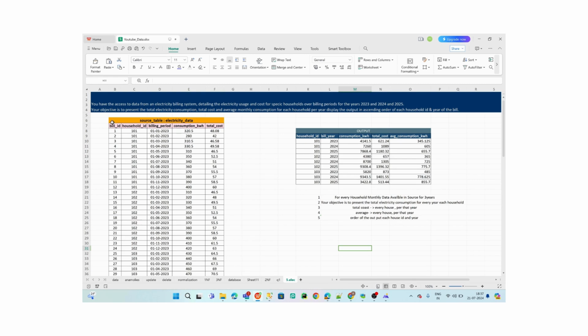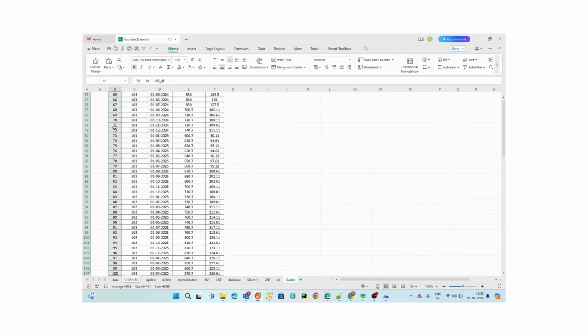So basically, we have access to the electricity database, and this is our source data. If you see here, billing ID, then household ID, which is nothing but house number, then billing period. Basically, this electricity system will generate data for each and every month in that year. Then consumption for that month, then total cost for that consumption. It is very straightforward. For this particular household, 12 months data under 2023, and in the same way you might see 2024 also.